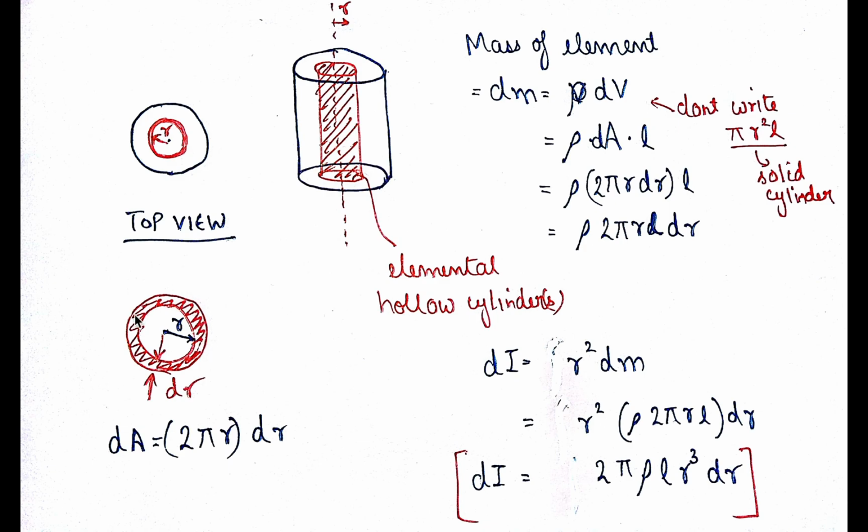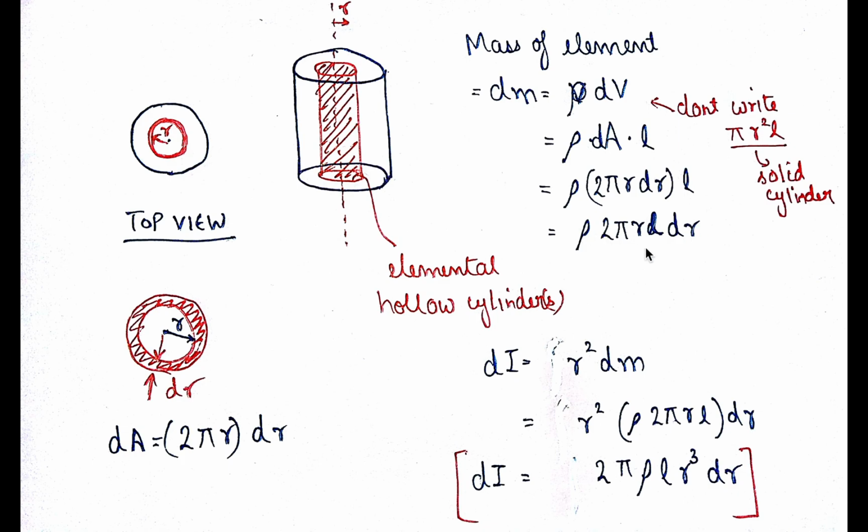So this 2 pi r is the perimeter of this ring, and simply multiplying by dr will give you the area of the shaded portion. Remember that this is applicable only when dr is very, very small. Now if we put this over here, you will again get rho into 2 pi r into dr into l. So you get the elemental mass as something like this.